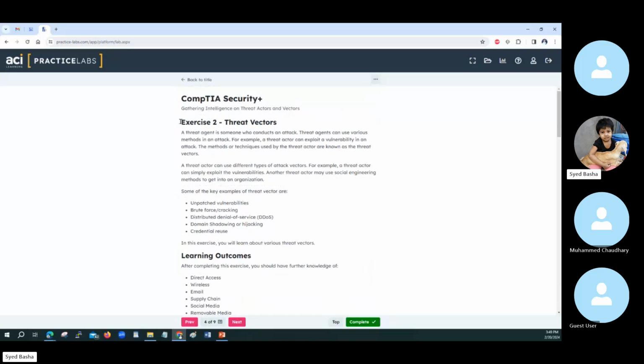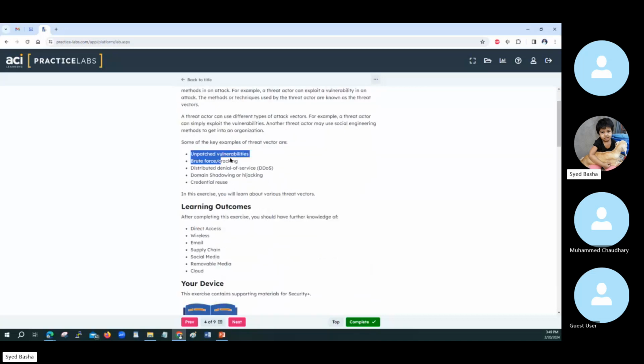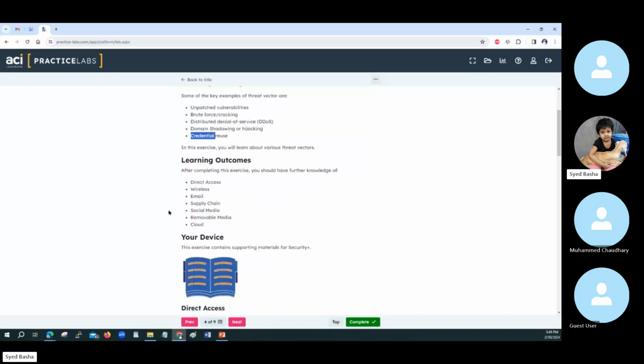Let's say exercise 2, threat vectors. What are the threat vectors? We say that these threat vectors are nothing but the vulnerability points that you are exposing. Correct. What is this? Unpatched vulnerabilities, like Windows 7, Windows 8 machines, brute force cracking, DDoS. These names may be new to you, but by going through the classes, inshallah, you will become familiar with this.